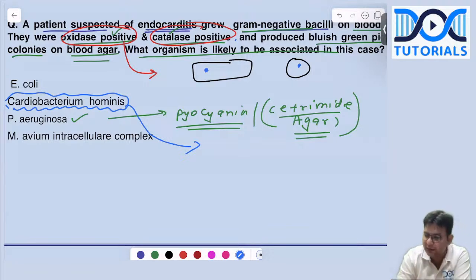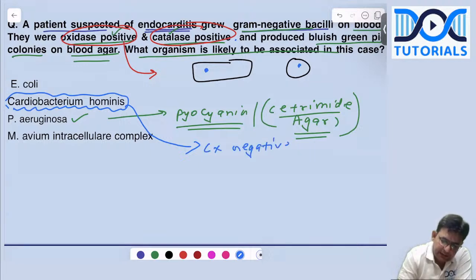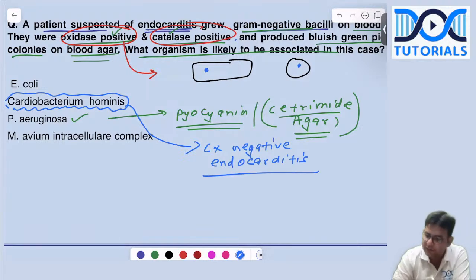Cardiobacterium hominis. Can you tell me in the comment section what it does? Cardiobacterium hominis associates with culture negative endocarditis. Which other organism is there which associates with culture negative endocarditis?